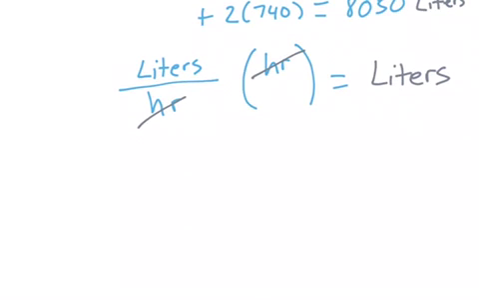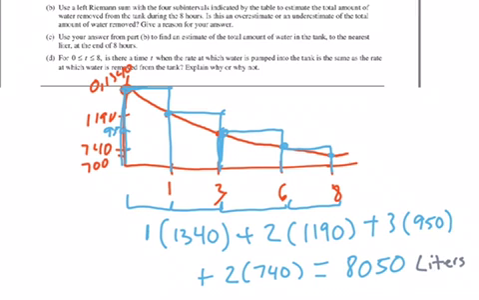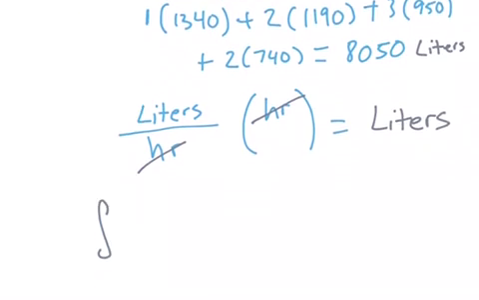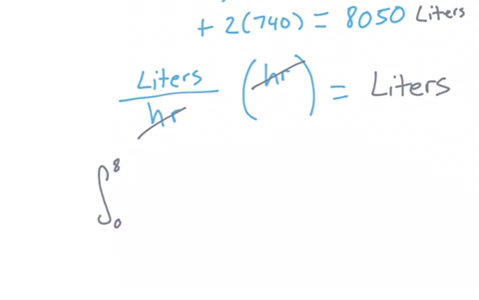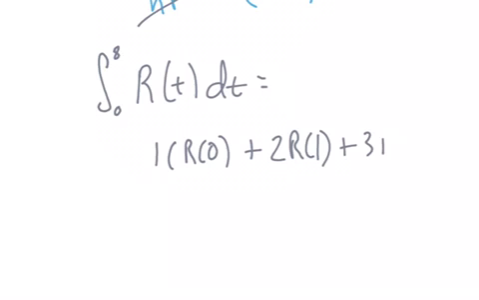So what in essence am I saying? I'm finding the Riemann sum under the curve by using these rectangles. What I'm doing is integrating from 0 to 8, and integration is just the area under the curve, of R(t) with respect to time, dt. That means I'm doing 1 times R(0), plus 2 times R(1), plus 3 times R(3), plus 2 times R(6).